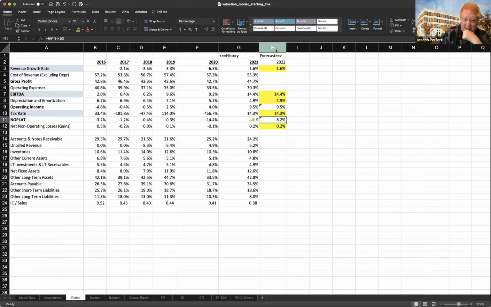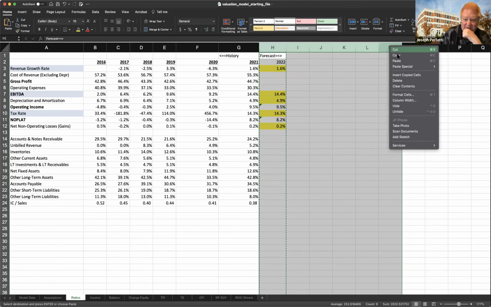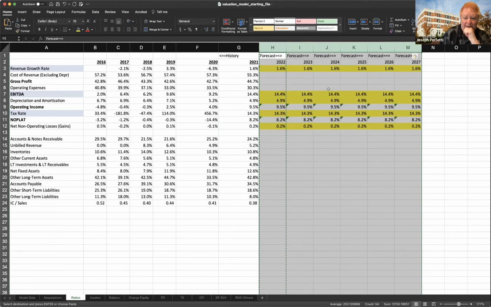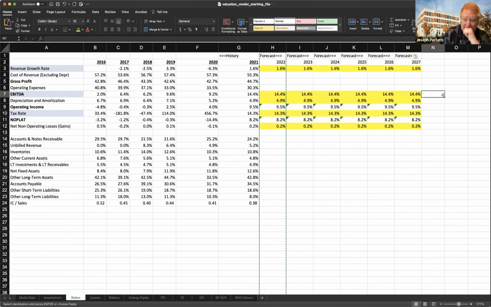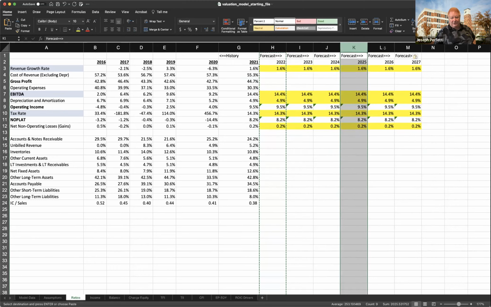Once you've gotten to this point, take column H, select it, copy it, go to column M, paste it, and that will create forecasted ratios through 2027. Now, for purposes of this class, again, we're going to use arbitrarily 6 years worth of forecast. And what that will represent is 5 individual years that we will forecast year by year. And year 6 is what's called the N+1 or T+1 year, which is the beginning of the perpetuity period. So this is where perpetuity starts. And these are the individual years that we're forecasting before perpetuity.